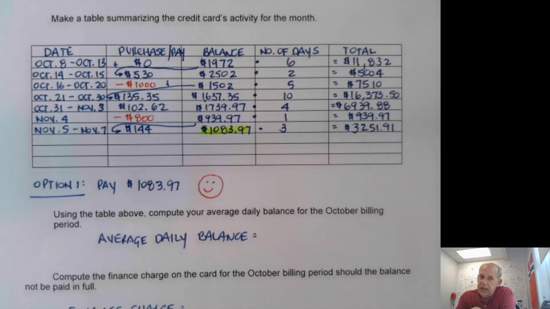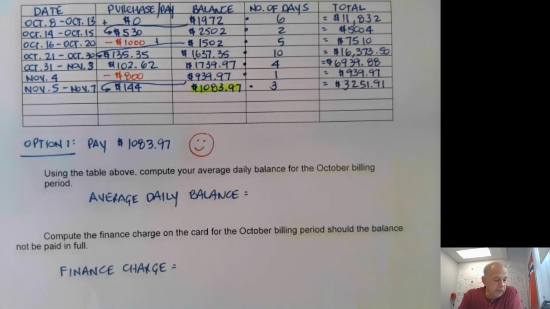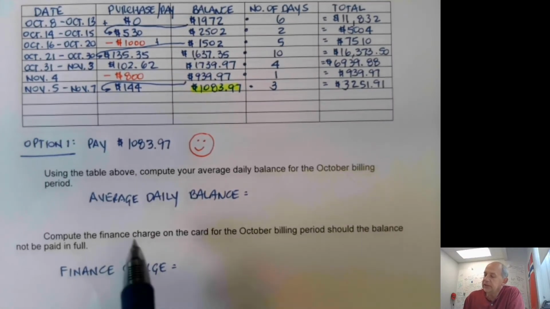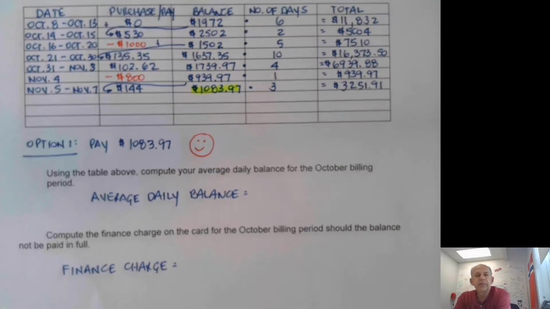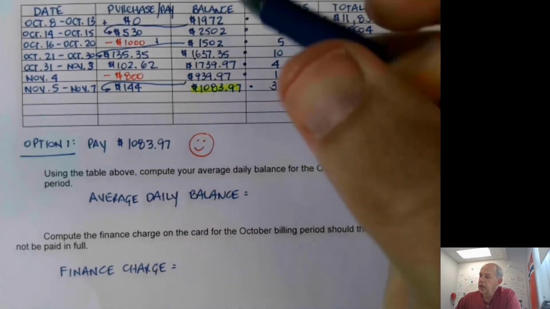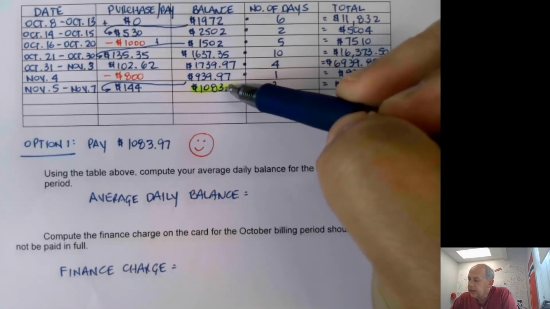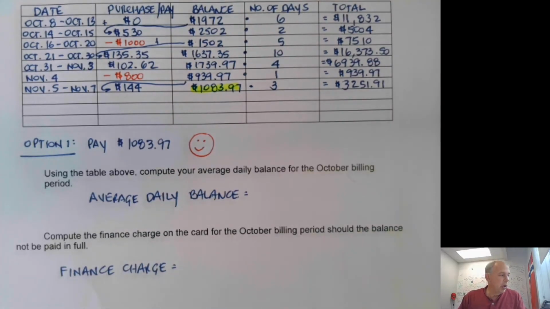If you do not, you get charged a fee, and that is called a finance charge. And we're going to talk about figuring out that finance charge. The first thing we have to do is to calculate something called the average daily balance. And the average daily balance is a fancy concept for explaining how much you owe on a typical day of your credit card. Some days you owe more, some days you owe less. What we're trying to do is figure out how much you owe on the typical day.